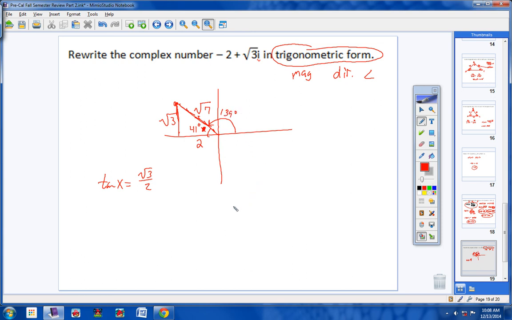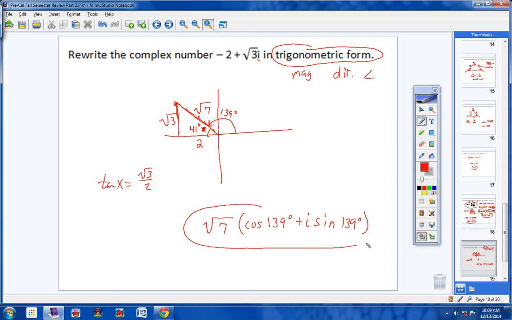So here's what you do to remember. Trig form looks like this. Your hypotenuse goes here, or your magnitude. Then you put parentheses, and you put cosine of your direction angle plus I sine of 139 degrees. There we go. That's it. That's trig form, okay? Not too bad.